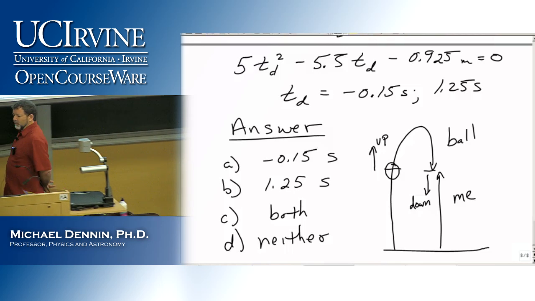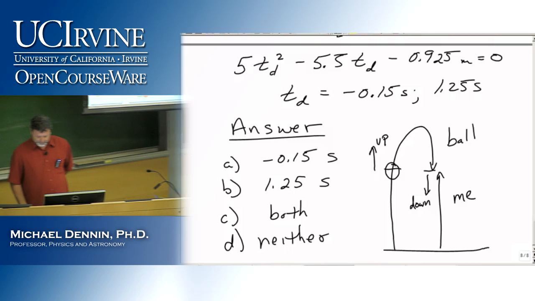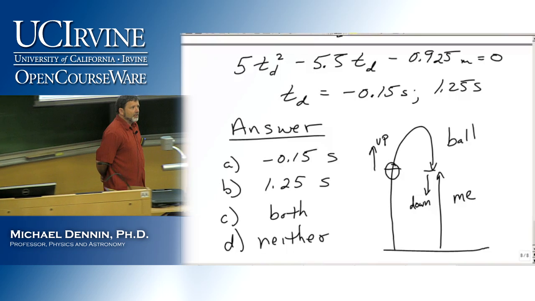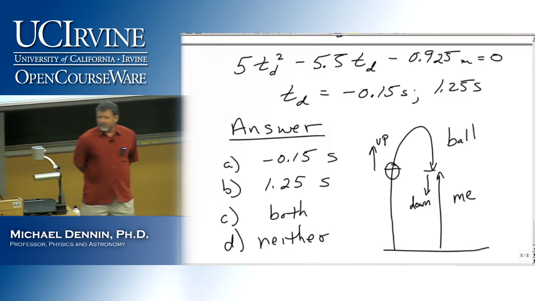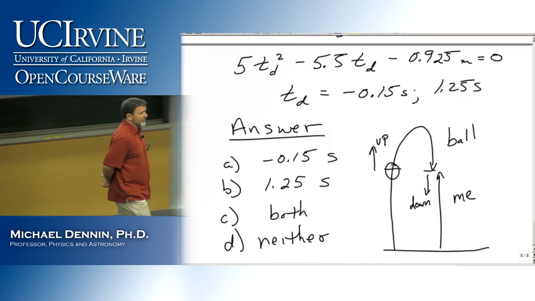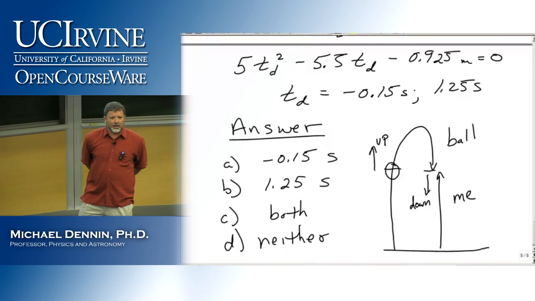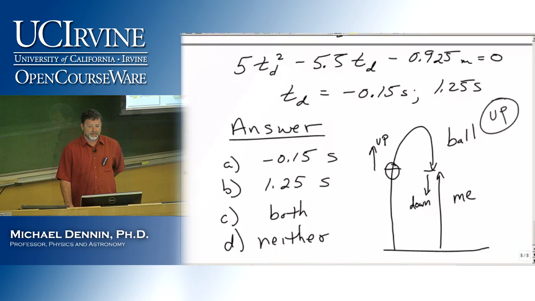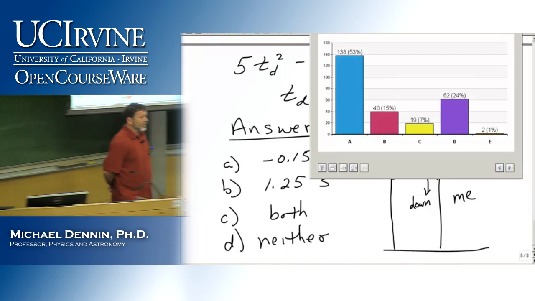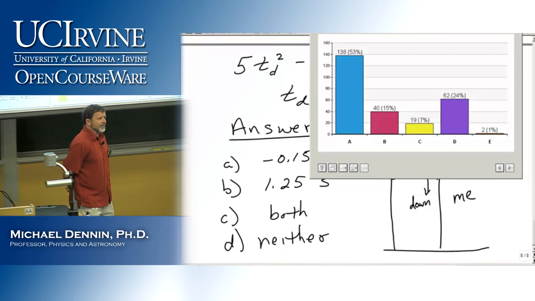So yeah, let's vote for that one. When must I jump so that I hit the ball on the way up? And neither would mean you have to go solve for something else in this case, right? Let's take neither to mean I don't have enough information. Let's see how we did. Not quite as confident here. Half of you did think negative 0.15 seconds.